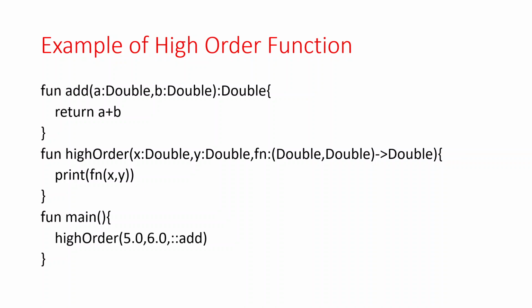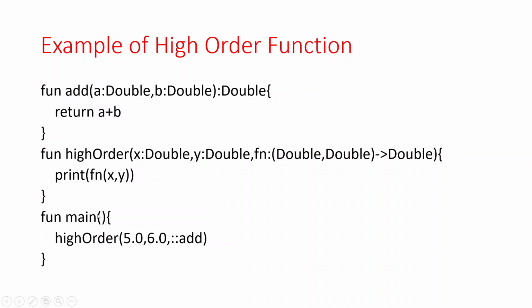I have created one function and passed two parameters in it of type double, double, and it will return a double. Now it is the body of the function. The body of the function will be a double. Now I have printed the function fn. I have passed two parameters there, x and y, inside the function.